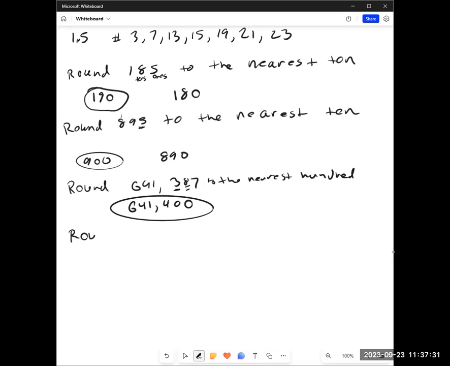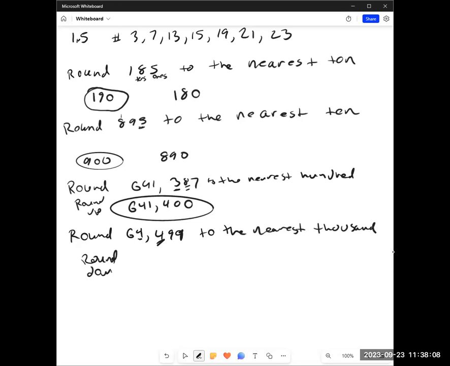Now we're going to round 64,499 to the nearest 1,000. The thousands place value is here, so we're going to have to look at the hundreds. Because that 4 is less than 5, we're going to round down to 64,000.